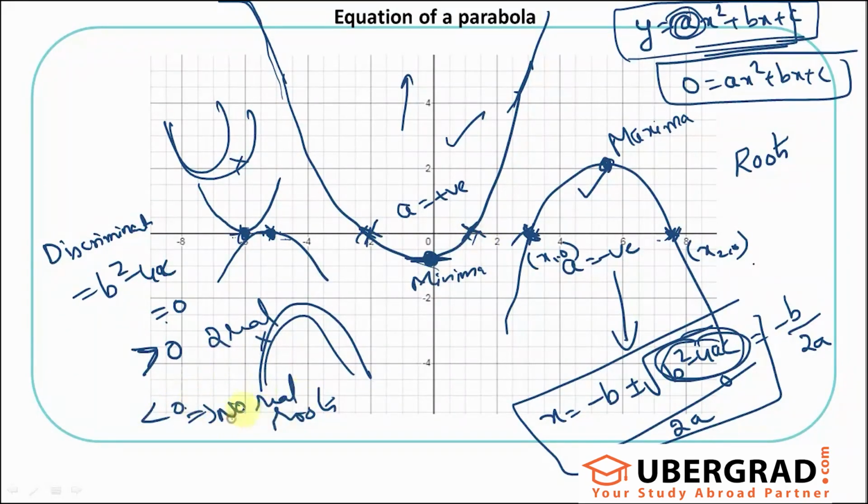And if it is less than 0, then there are no real roots. That is what I'm seeing here. That is what you can do. So the parabola equation is more about drawing quadratic equations, a graphical representation of them.